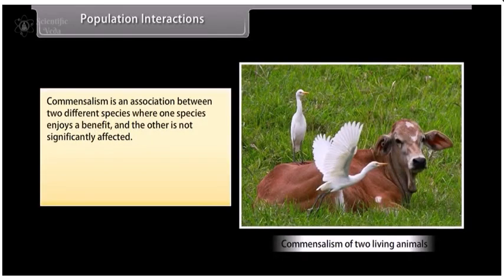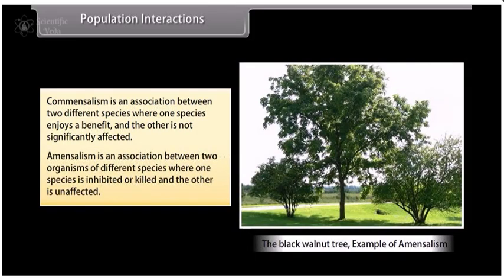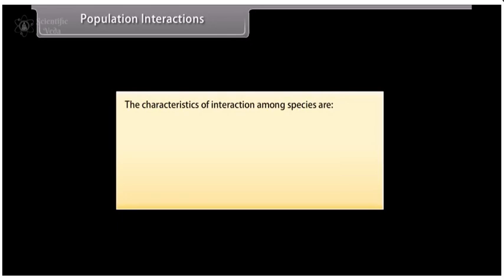Commensalism is an association between two different species where one species enjoys a benefit and the other is not significantly affected. Amensalism is an association between two organisms of different species where one species is inhibited or killed and the other is unaffected. The characteristics of interaction among species are predation, competition, parasitism, commensalism, and mutualism.